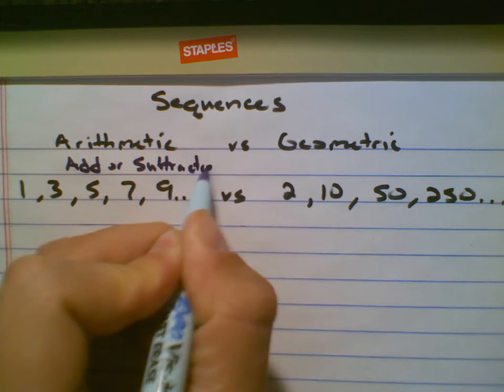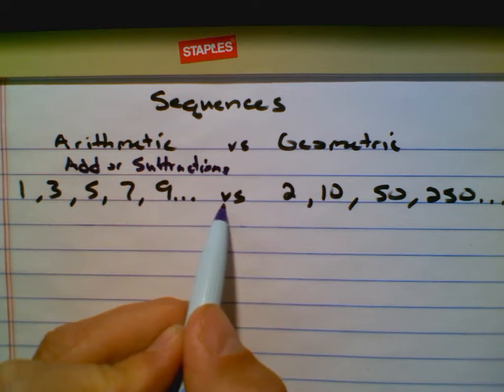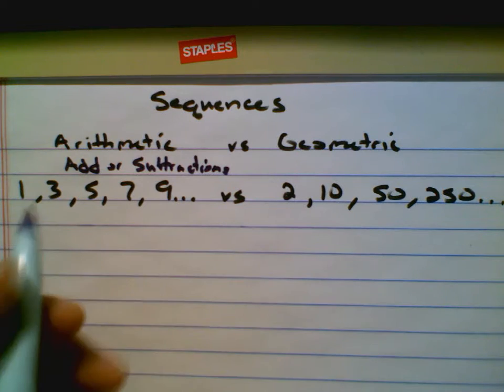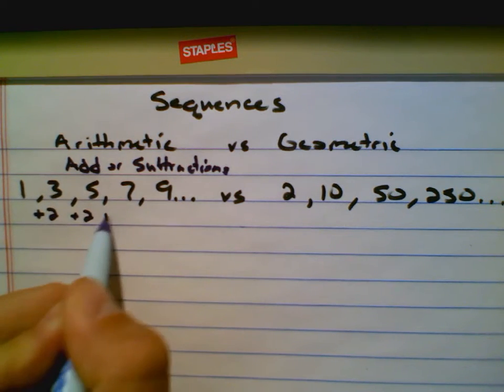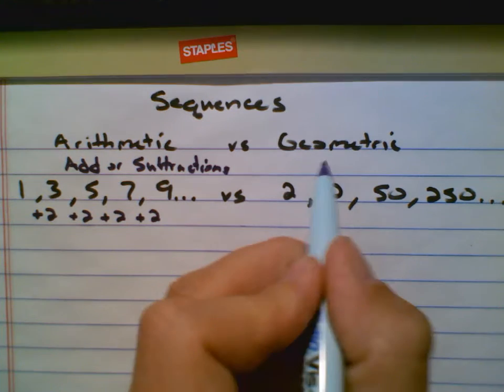Now, here I have an example. So it goes 1, 3, 5, 7, 9, and so on. And this pattern will just keep continuing. Notice that it's adding 2 every single time. So it'd be arithmetic. Geometric, on the other hand, is a multiplying.